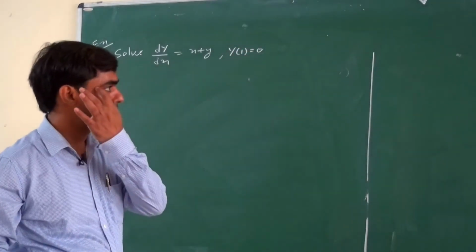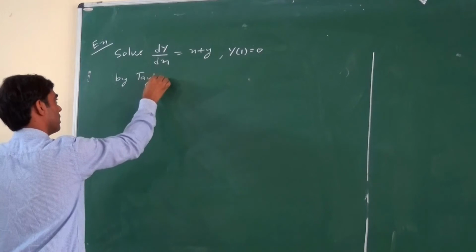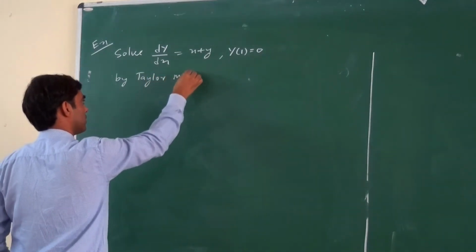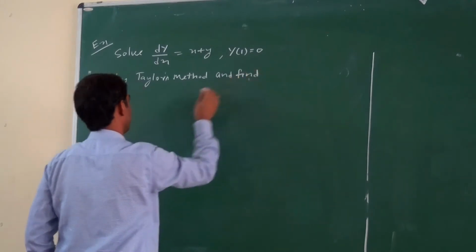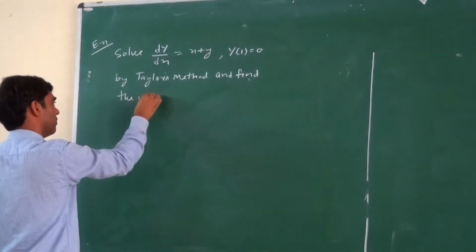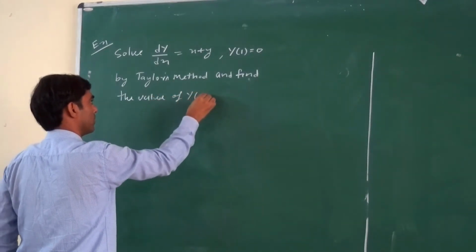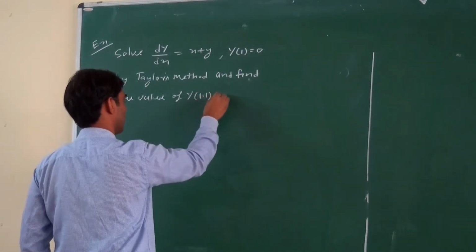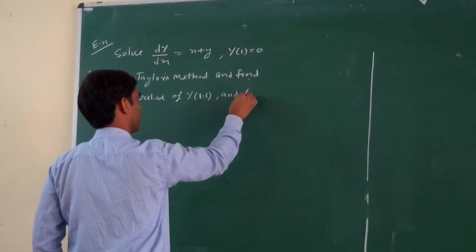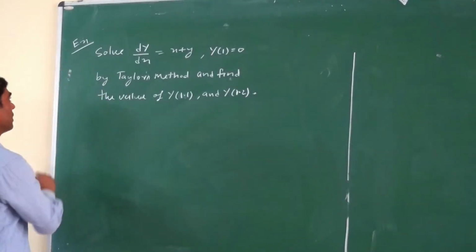Then solve by Taylor's method and find the value of y(1.1) and y(1.2). So now we solve this one.